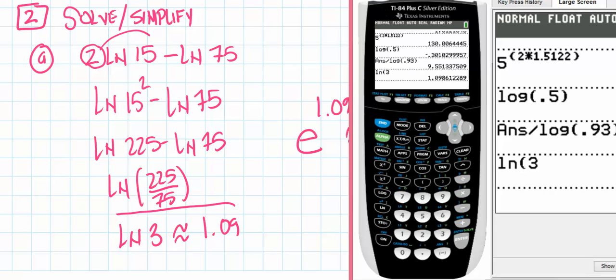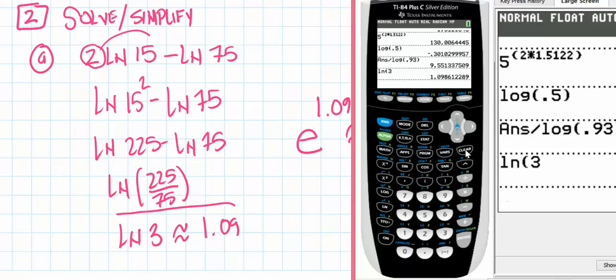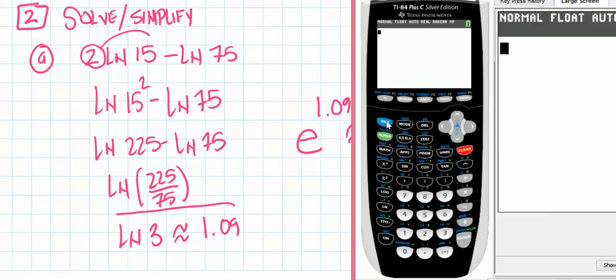Check it and see. Where's the e on your calculator? Second, natural log, e to the 1.09 and some change. Look, you get about 3. And there it is right there. So that's what we're doing with all this stuff.